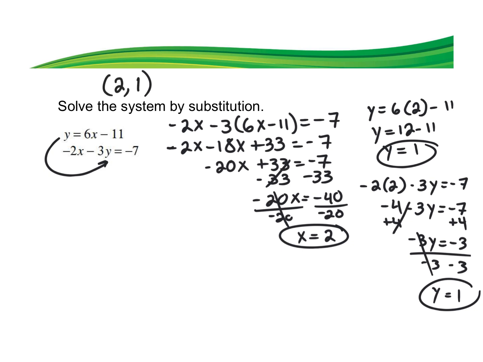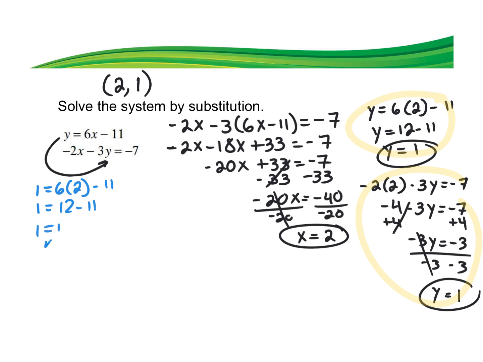Now, let's check it just to make sure our work is correct. Again, for the second part, you can plug it into one or the other; you don't have to do both. I'm just doing both. Now I'm going to plug them in again into both equations just to check our work. Once I plug it into the first equation, y is equal, so 1 is equal to 6 times 2 minus 11. That's going to be 1 is equal to 12 minus 11. We get 1 is equal to 1, so it worked out.